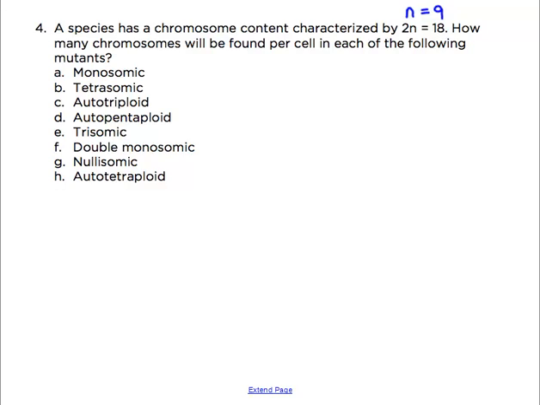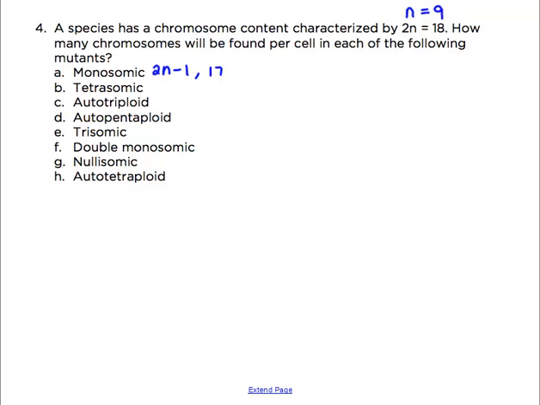Okay, so part A says for a monosomic cell, how many chromosomes would you expect? So remember that monosomy is when one chromosome of a chromosome pair is missing. So this is characterized by the formula 2n minus 1, because remember in a diploid, all of the chromosomes have a pair. Each chromosome set is in 2. So monosomy is where you're just missing one of one pair. So 2n minus 1 would be 17 chromosomes.